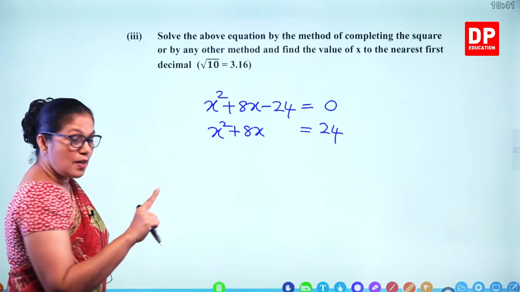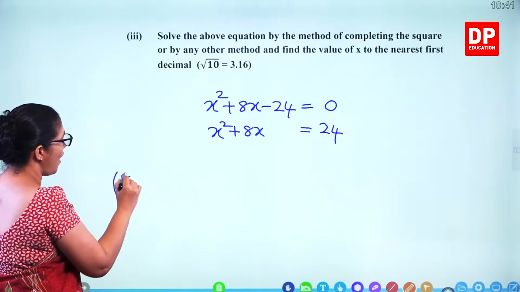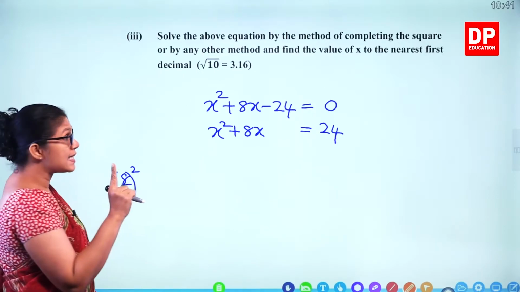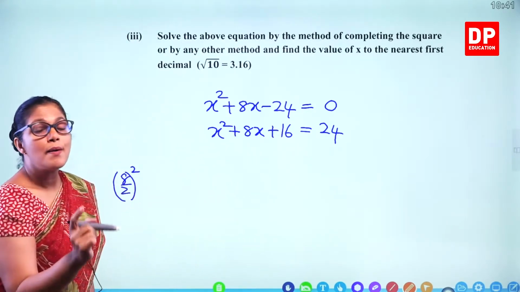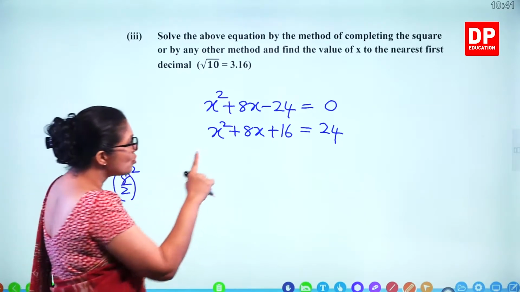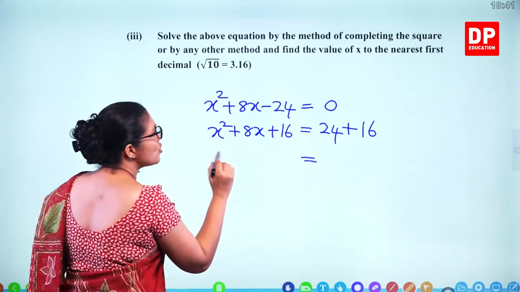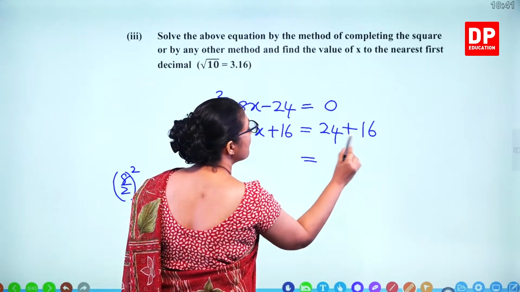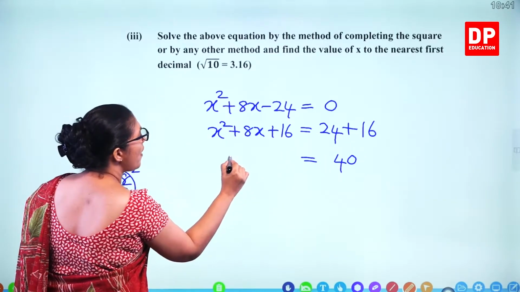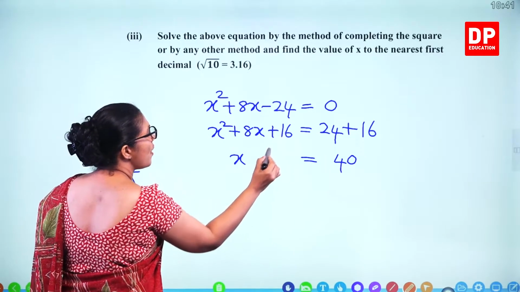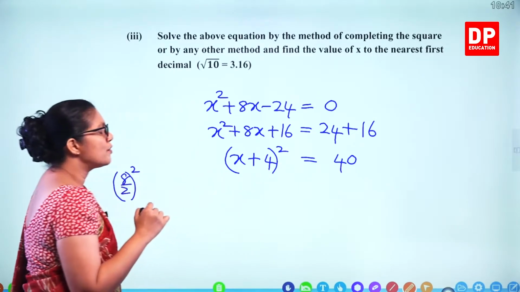Take the x term, divide by 2. 8 divided by 2, you get 4. And square it. 4 times 4, 16. So you have to add 16 to get the square term. So do the same thing to the other side. Add 16. So what you get here? 40. What about this one? What's the square term? Square root of 16. That's 4. So x plus 4 squared you get.